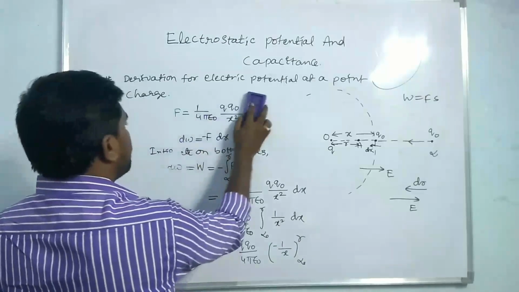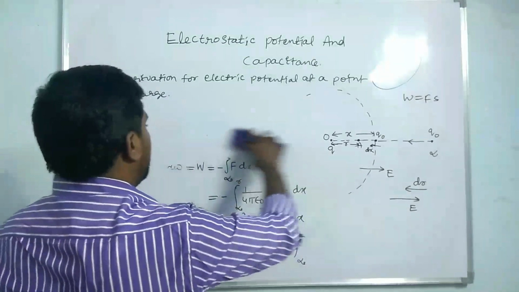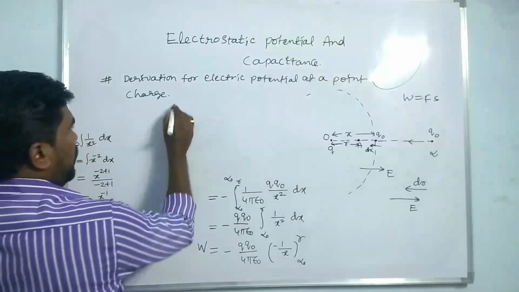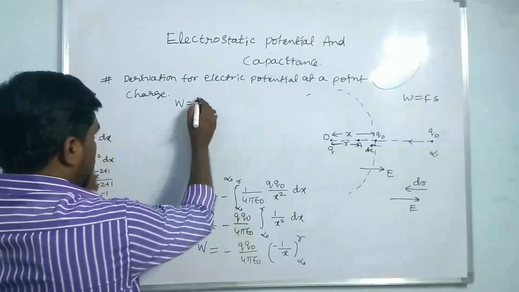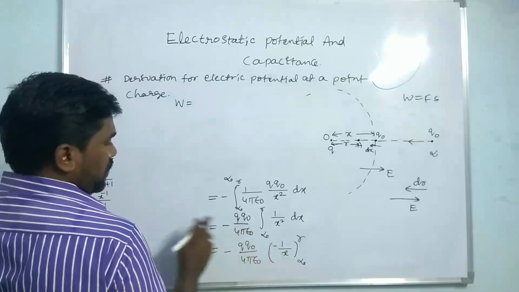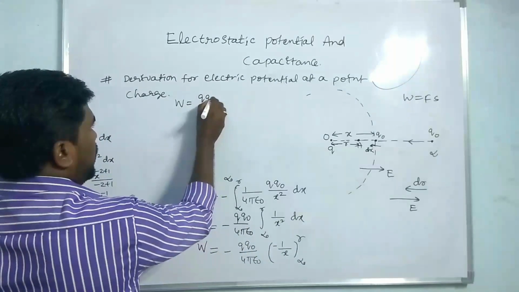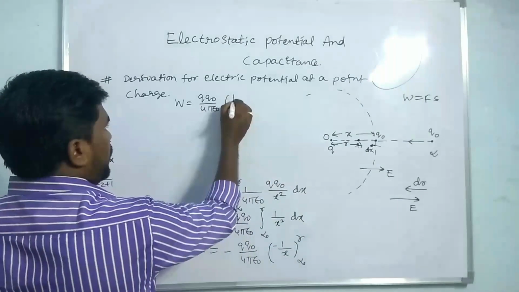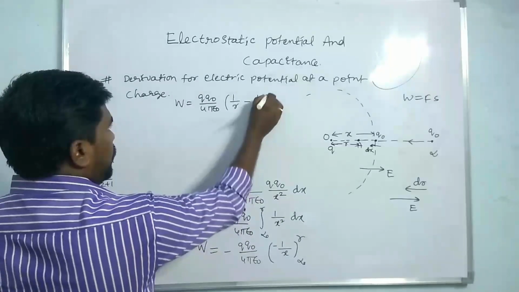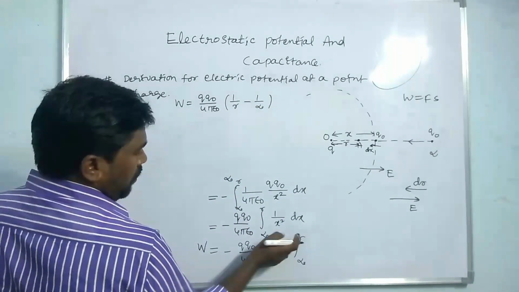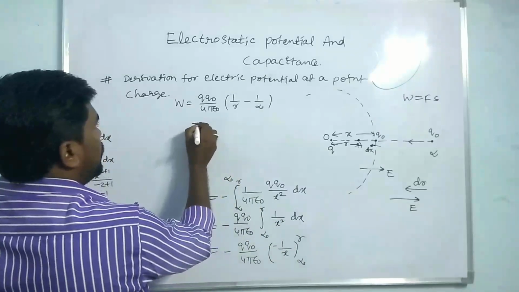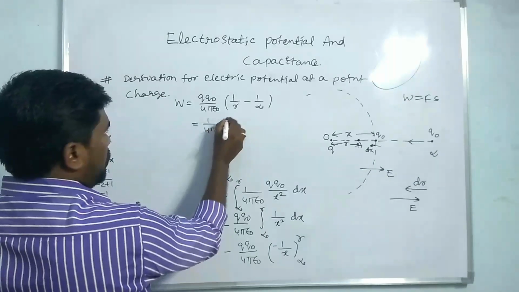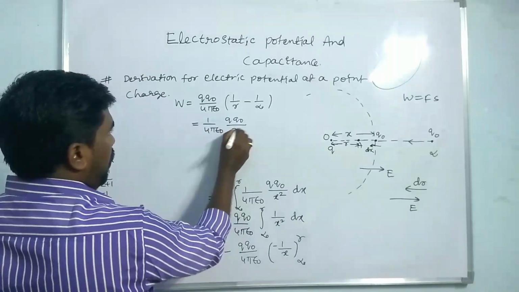Let us see. So here, from this we can write W is equal to minus into minus, it is the plus value, q naught by 4 pi epsilon naught, upper limit 1 by r minus lower limit 1 by infinity, where x is replaced by r minus x replaced by infinity. It is equal to 1 by 4 pi epsilon naught q naught by r.